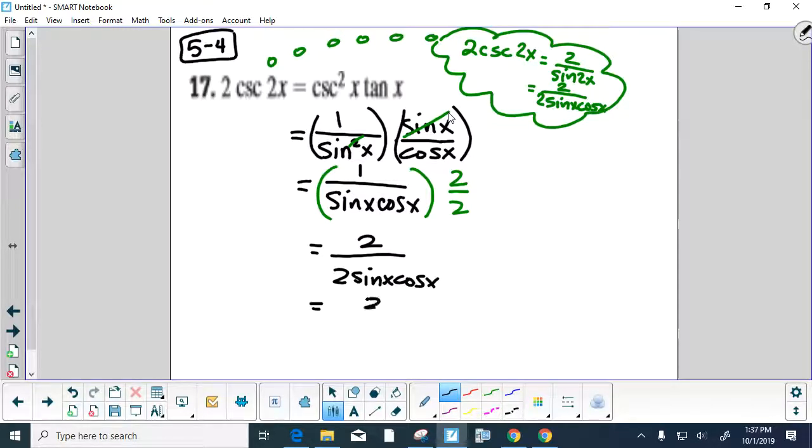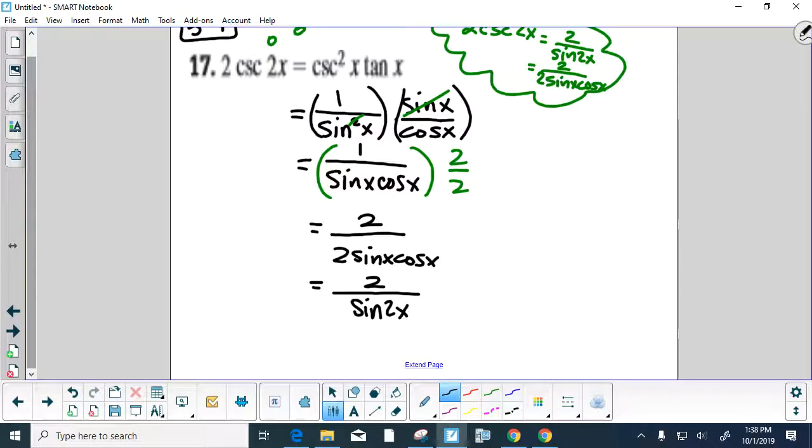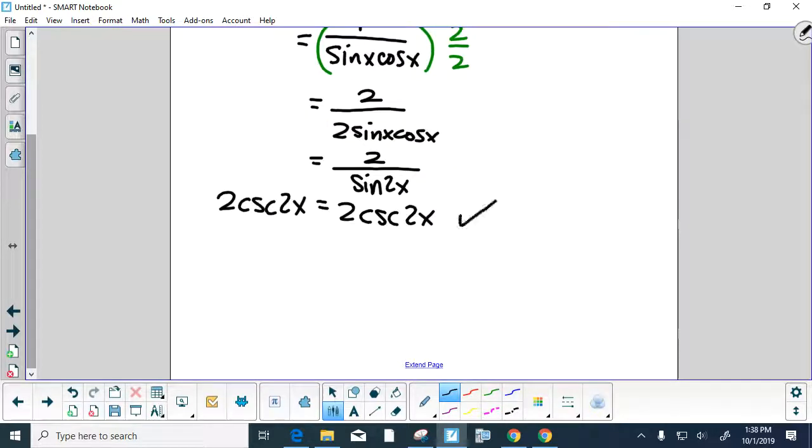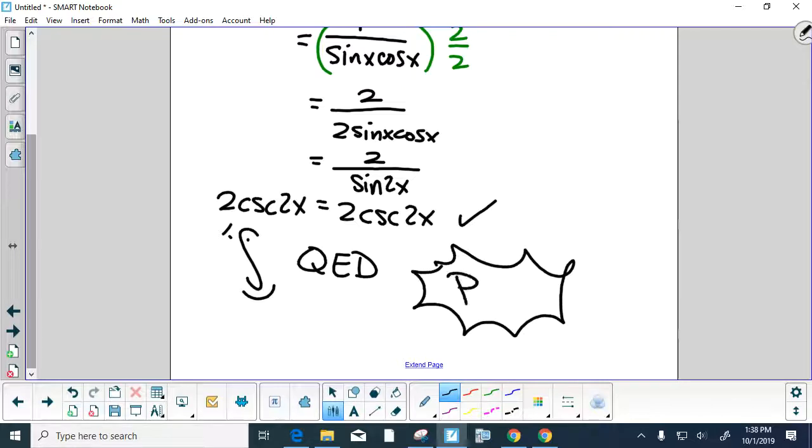which is the same as saying 2 over, what is this equal? Sine 2x, which is equal to 2 cosecant 2x. Yay! And sign our work, I believe.